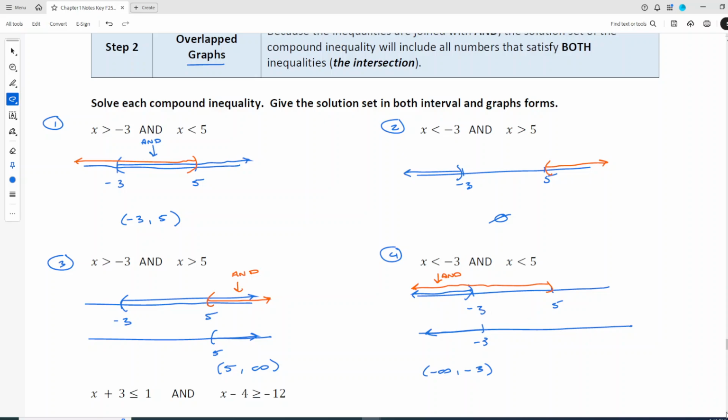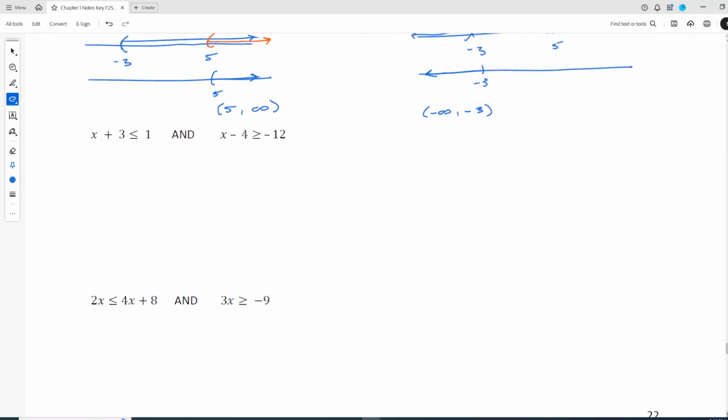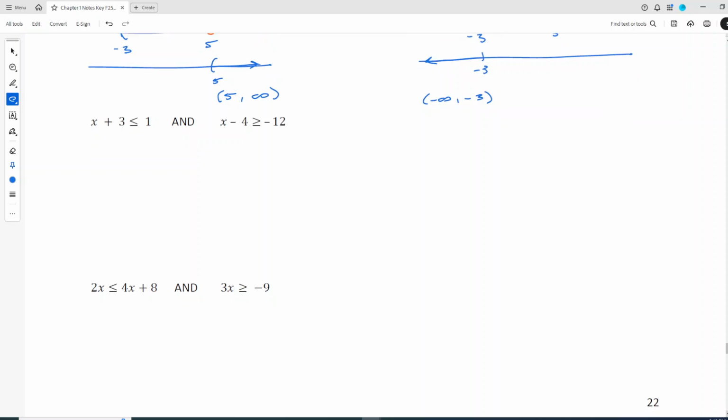All right, 2 more examples that we're going to do from scratch. For these ones, not only do you have to graph them, but you have to solve first. So sometimes you'll end up with an inequality you have to solve. We're going to solve that just by subtracting 3, subtracting 3. I get x is less than or equal to -2. For this one, I'm going to add 4, add 4. I end up with x is greater than or equal to -8.